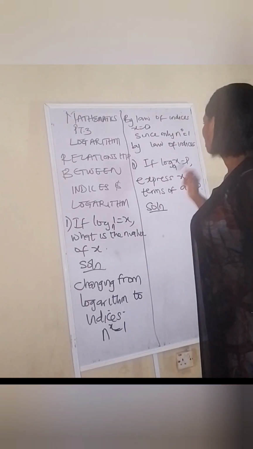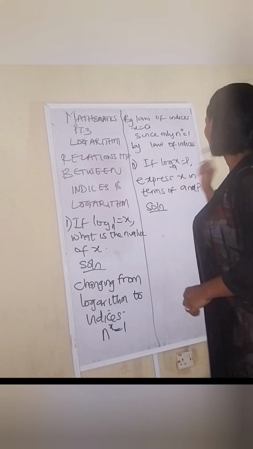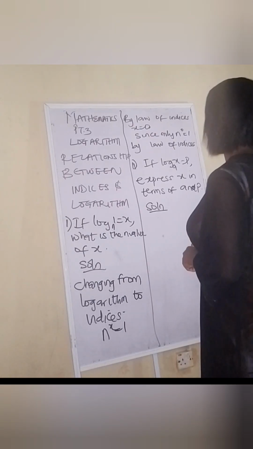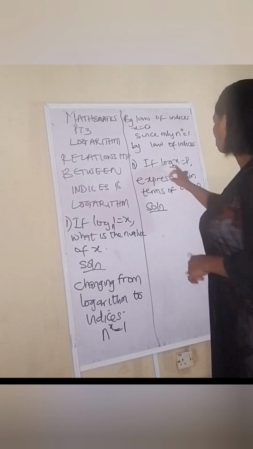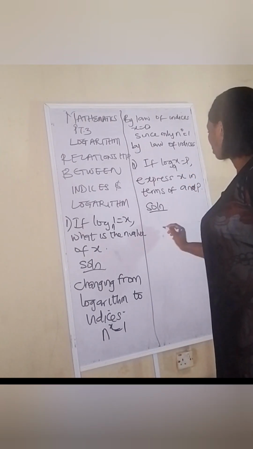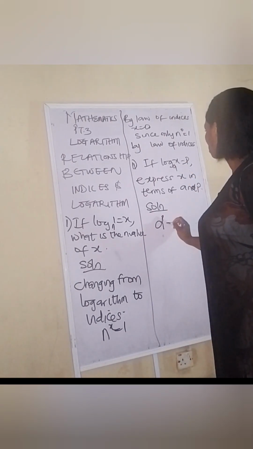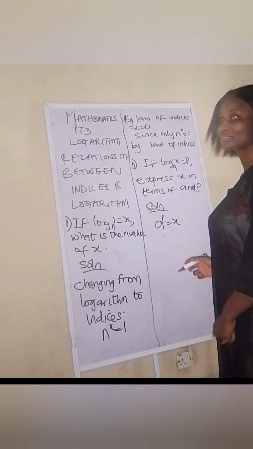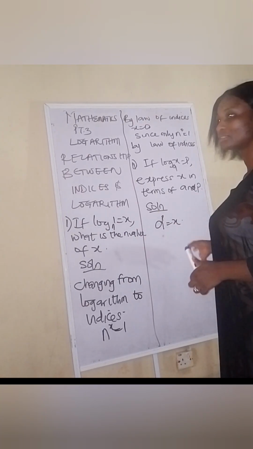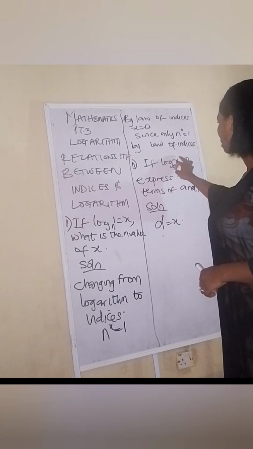Now this second example: if log x base a equals p, let's express x in terms of a and p. I want to move this log, so we'll be left with a raised to power p equals x. So that is the answer. We move the log, so it is now in indices. It will now be a raised to power p equals x.